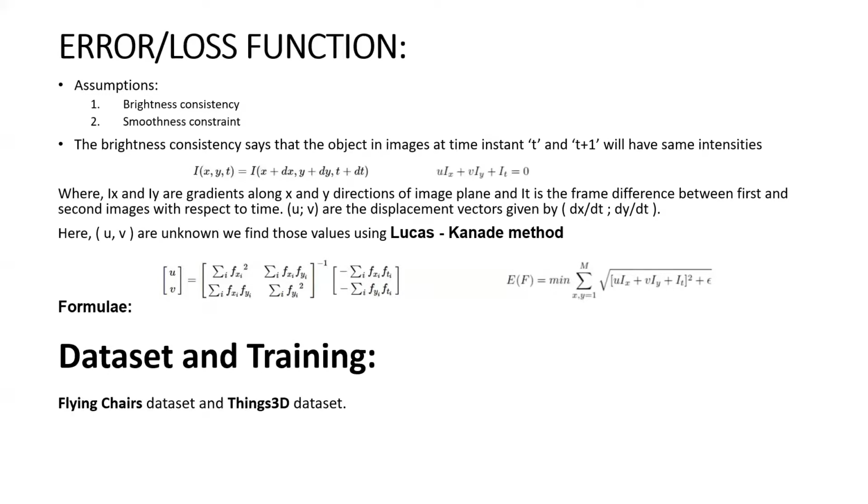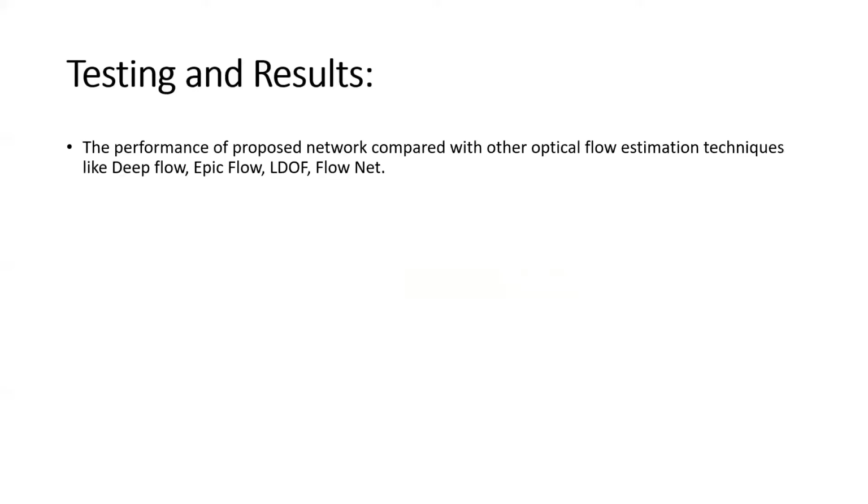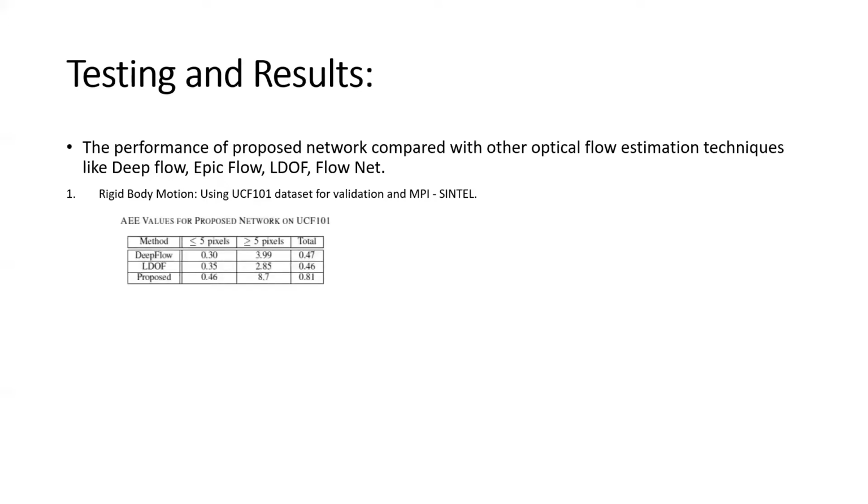So coming to the data set and training. The FlyingChairs and Things3D datasets are used, which contain rigid body datasets. Then we test our proposed network and compare the results with other optical flow techniques like DeepFlow, FlowNet, LDOF, etc. And considering the rigid body motion dataset, we use the UCF101 dataset for validation, and the MPI Sintel.